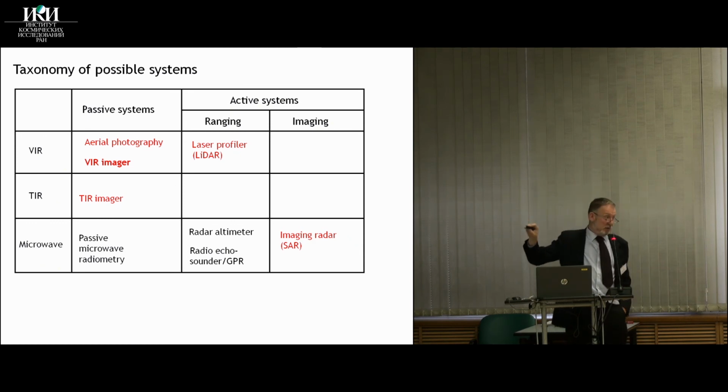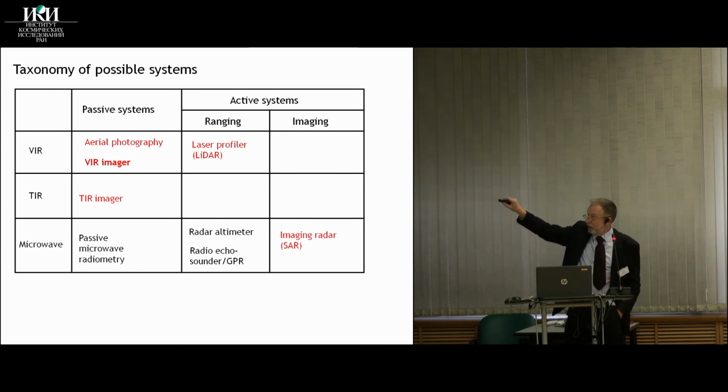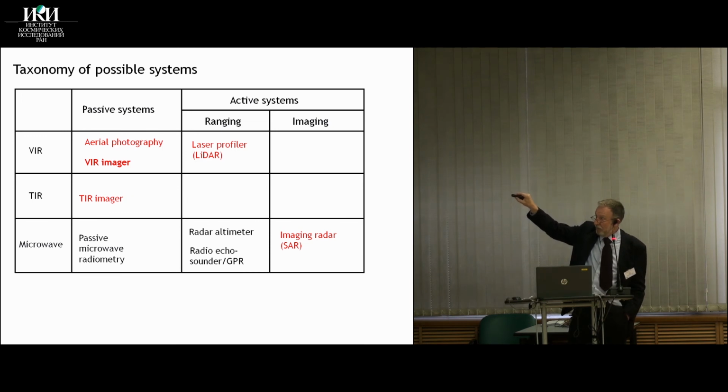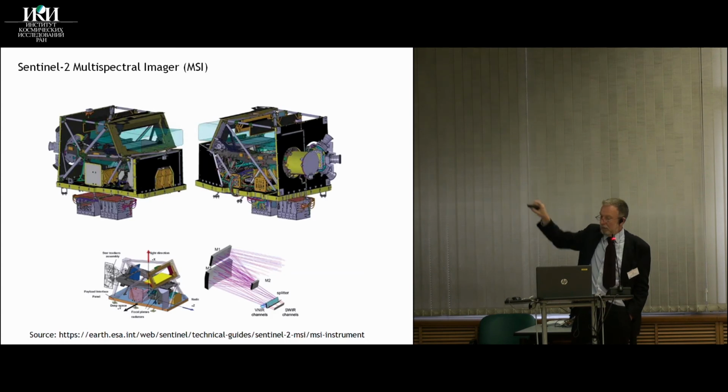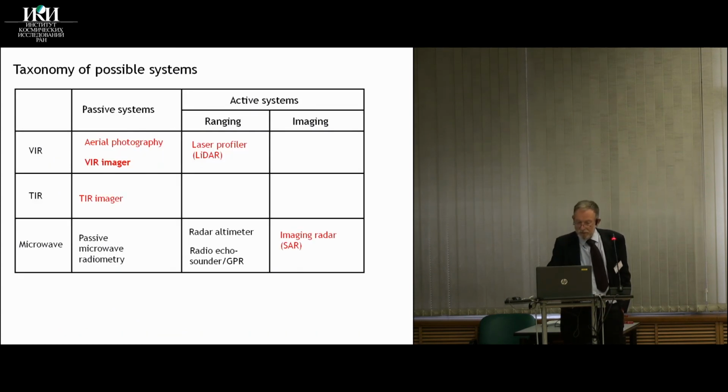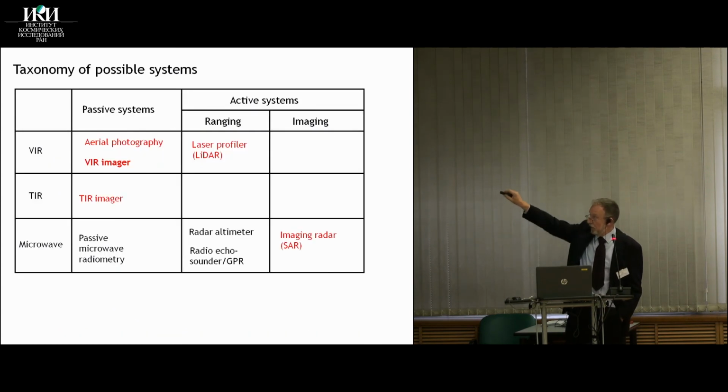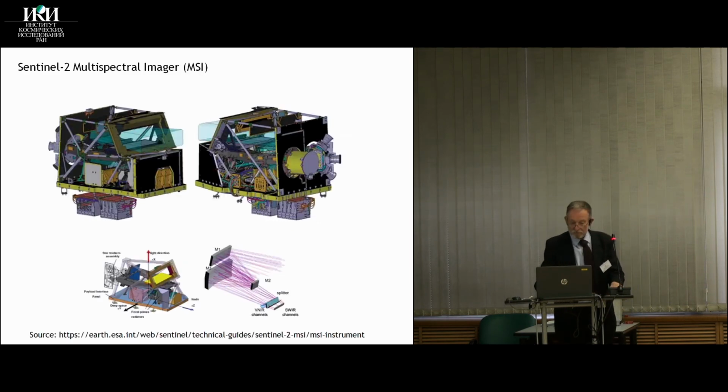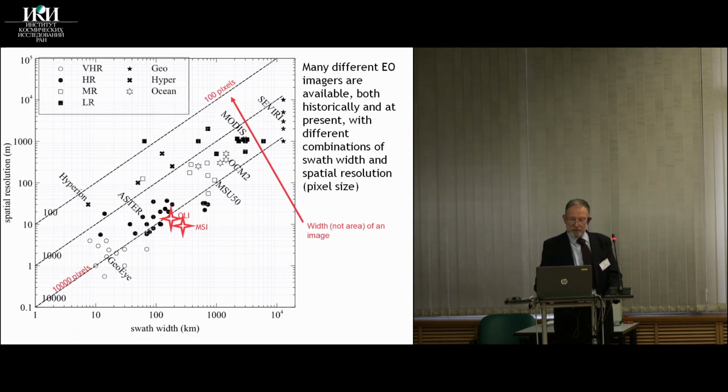Not all the boxes are equally usefully occupied, and I'm only going to talk about the red ones anyway, and we've already been talking about these. These are the visible and infrared images. But I also want to talk about what's in this box here, and a little bit about what's in this box here. I won't say too much about the Sentinel imager here.